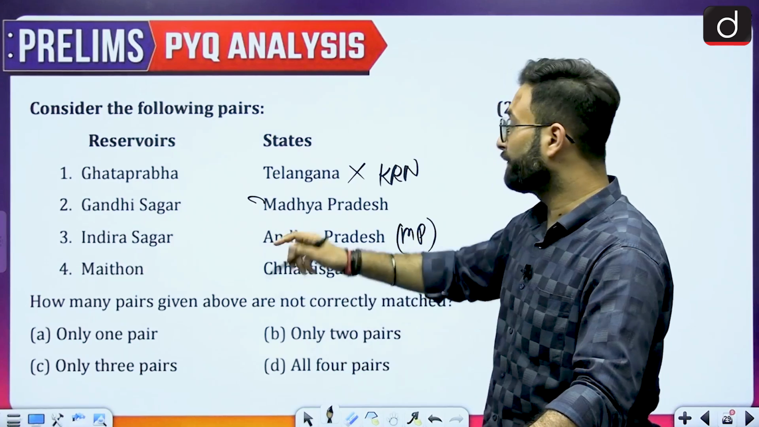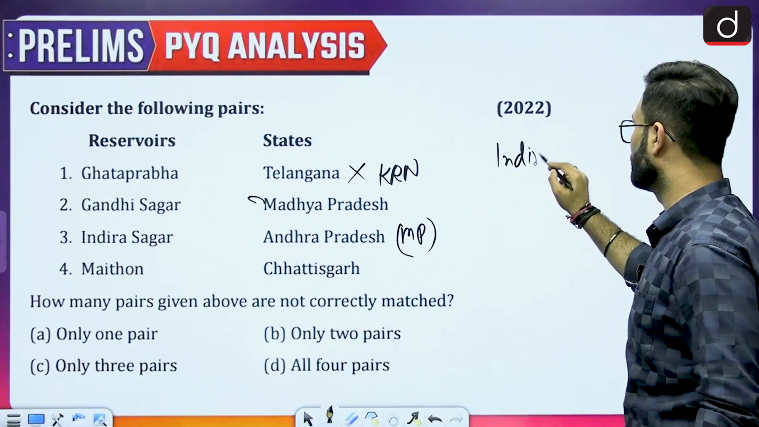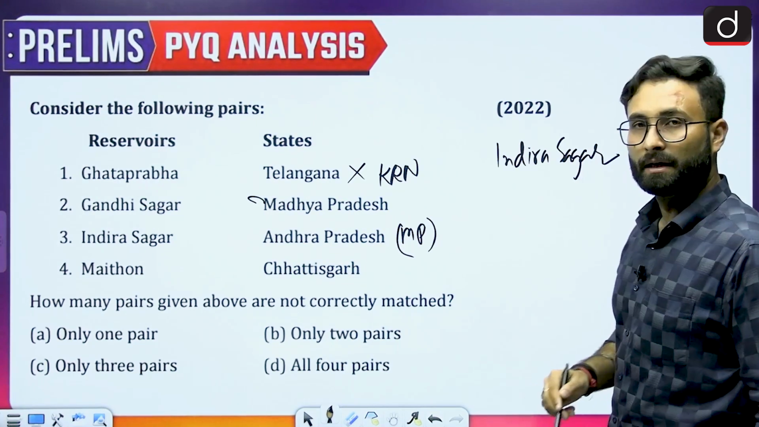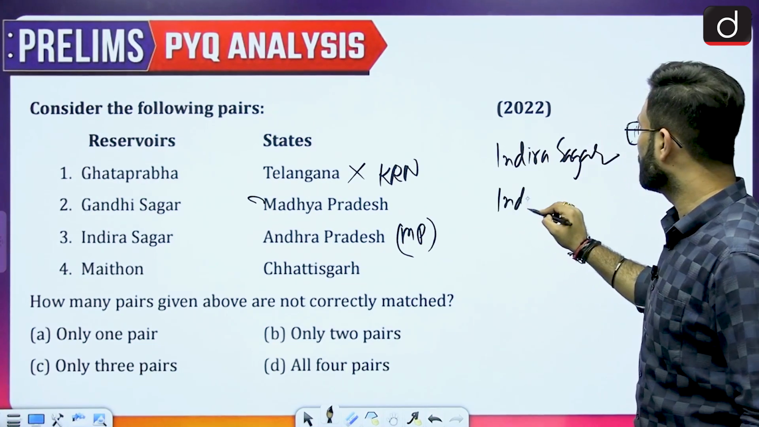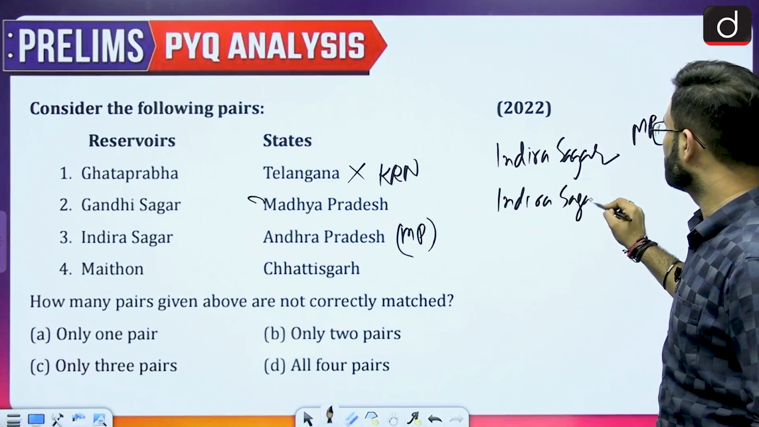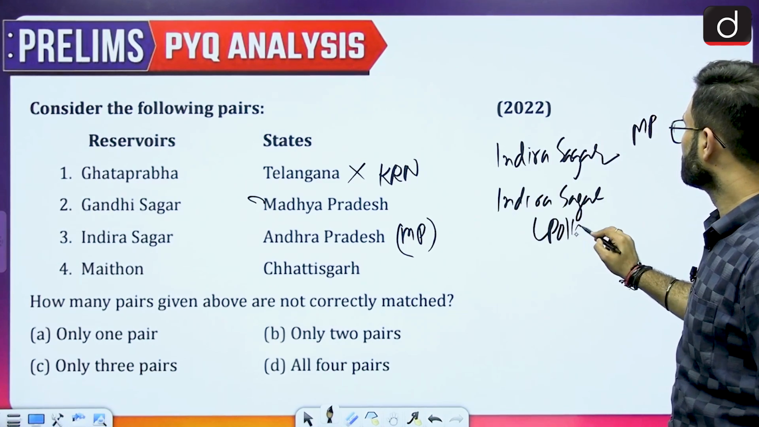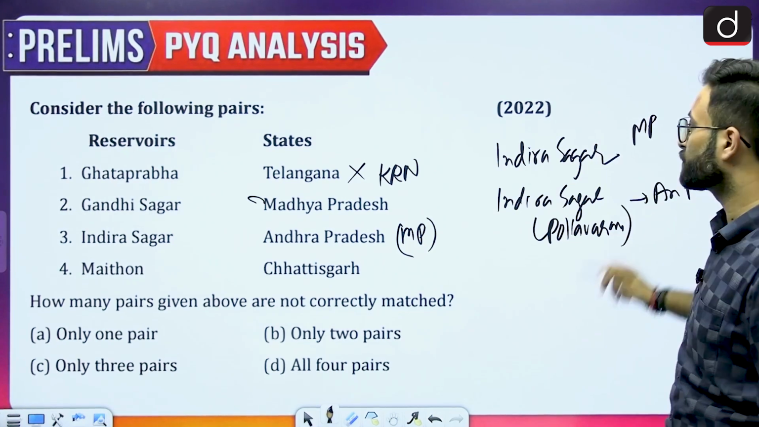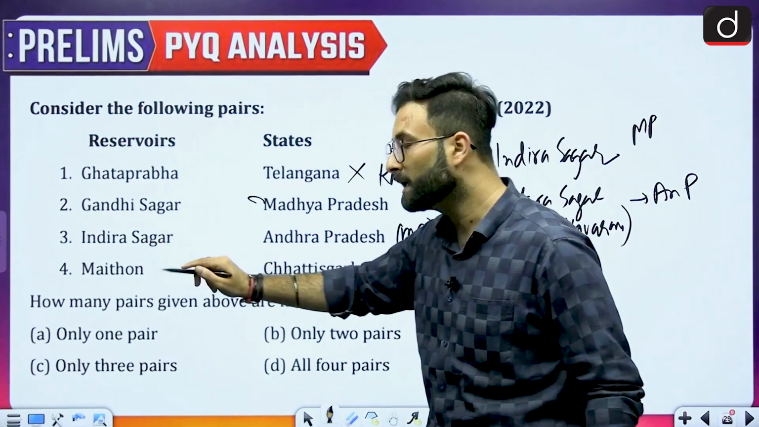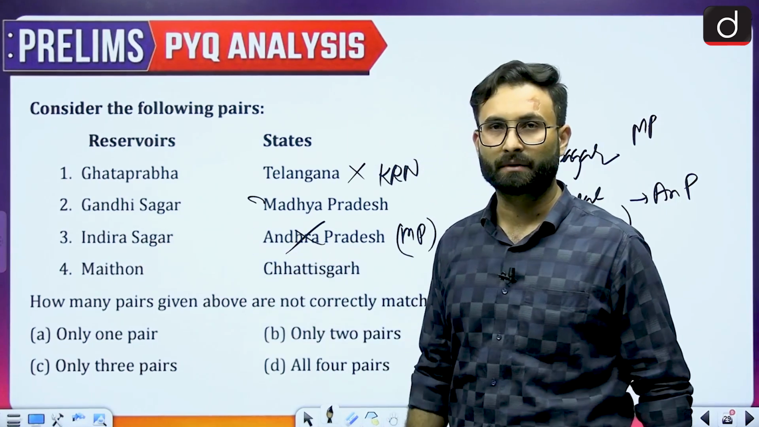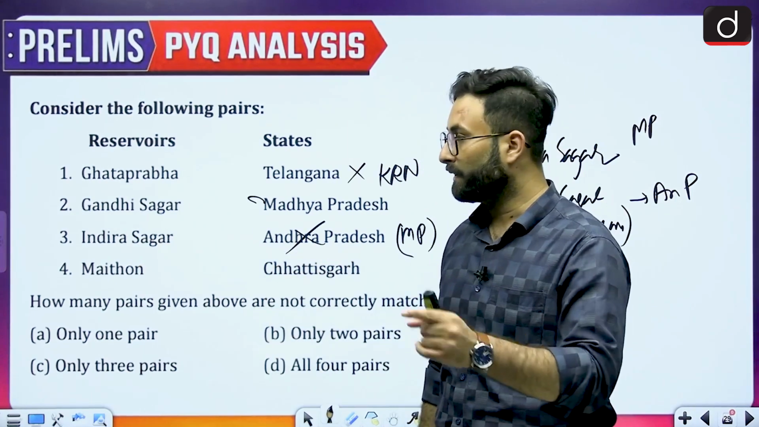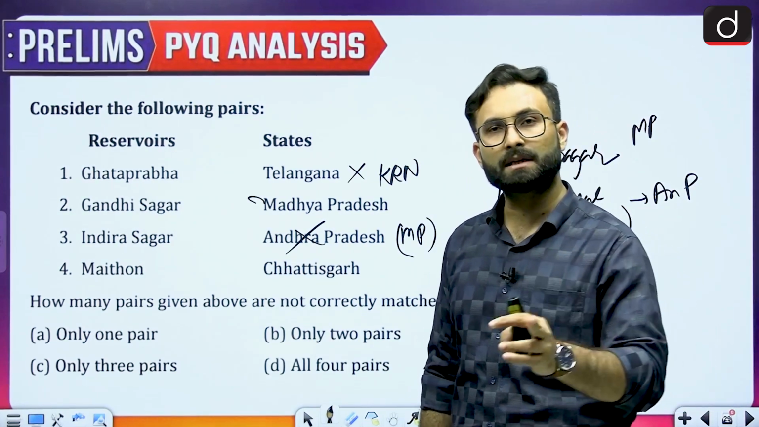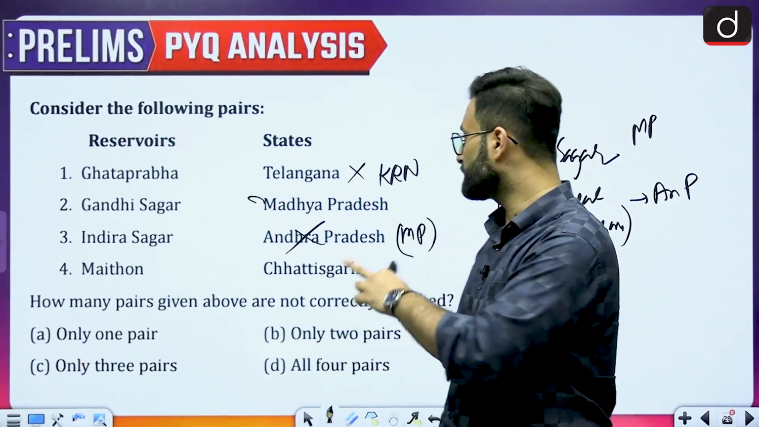Again I am telling you, if they are talking about Indira Sagar only, Indira Sagar is there in Madhya Pradesh. If they are talking about Indira Sagar Polavaram, in that case it will be there in Andhra Pradesh. So here they are talking about Indira Sagar only, so you can eliminate this one as well. Again, if Indira Sagar only is there, that means it is in Madhya Pradesh. If it is Indira Sagar Polavaram, then it is in Andhra Pradesh.